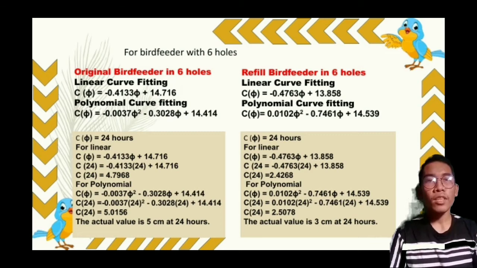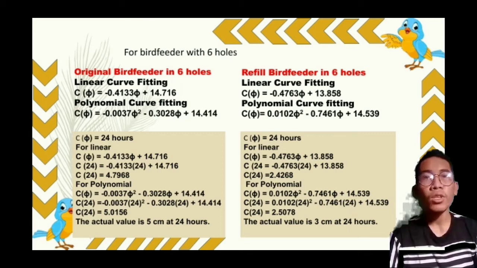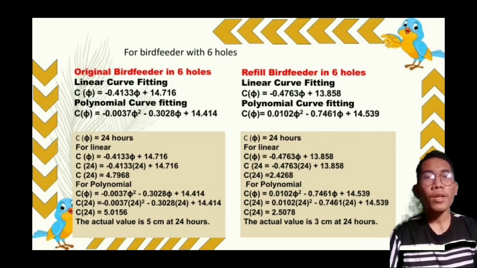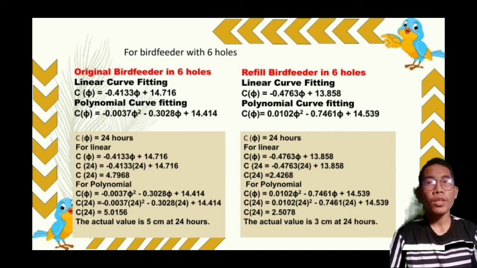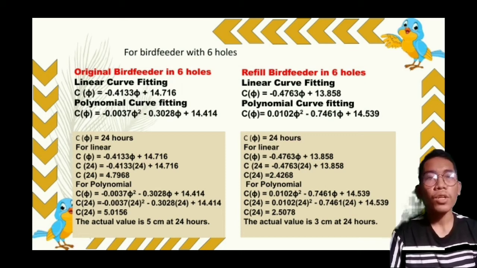Using the polynomial curve fitting to get the actual values of the original bird feeder, we are going to use the equation C sub phi is equal to negative 0.00375 phi squared minus 0.30285 phi plus 14.414, wherein the value of phi is 24 hours. And then by substitution, we have C sub 24 is equal to negative 0.0037 times 24 squared minus 0.3028 times 24 plus 14.414, having the result of C sub 24 is equal to 5.0156. So meaning, the actual value is 5 cm at 24 hours.